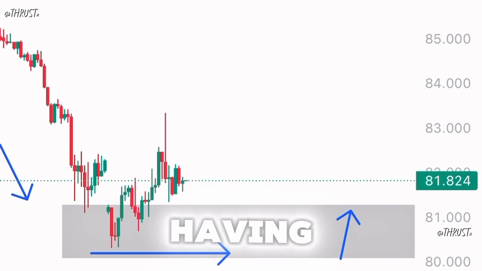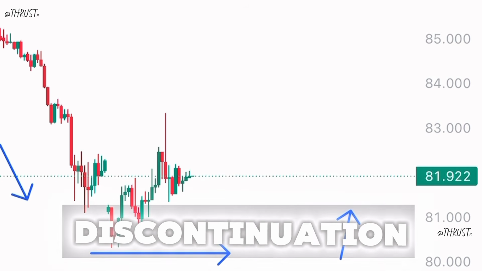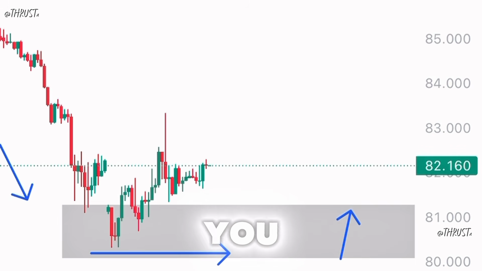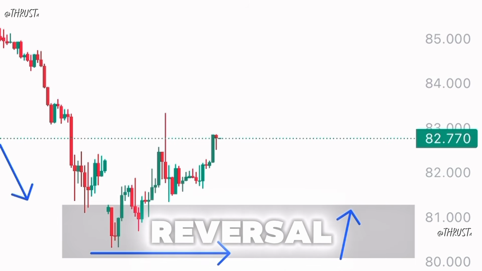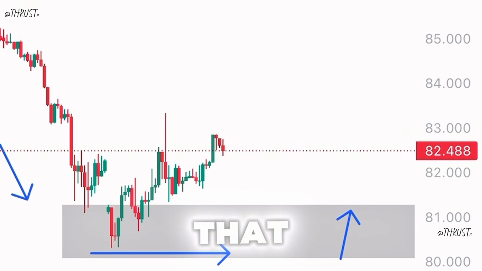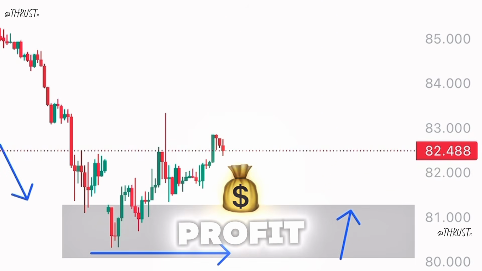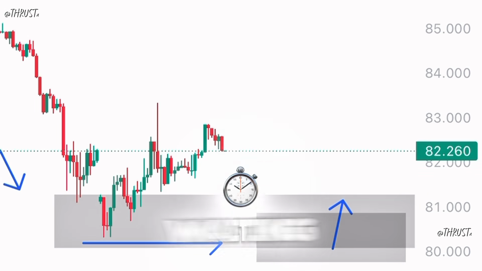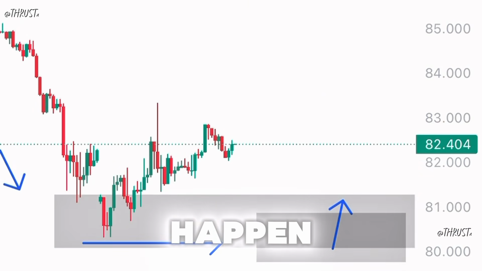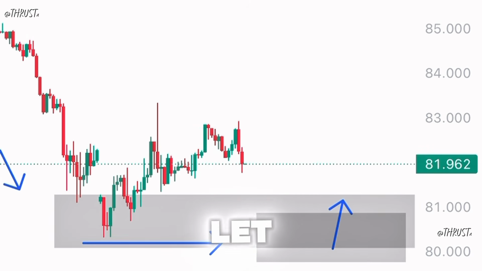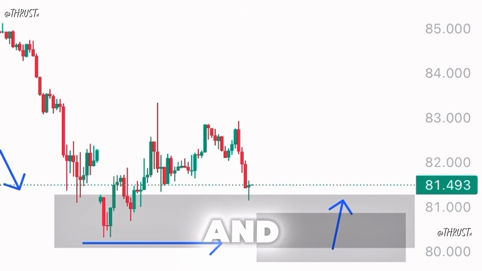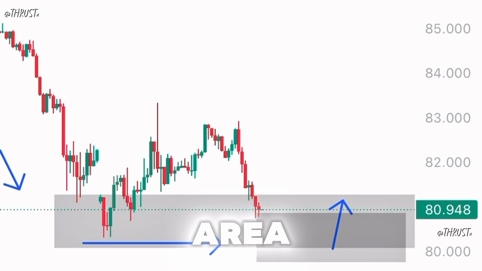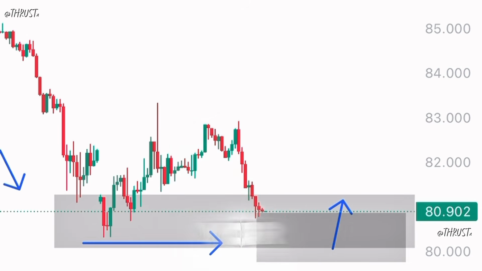Okay, sort of having like a price discontinuation or a small reversal, we might add. So you need to take advantage of the small reversal. You need to take advantage of that. That is the only way you can profit. Okay, so from there, that's the point where you are waiting for the magic to happen. So now you just let the price go on and about while you wait, and when the price comes back to the area, then you can finally take your revenge.